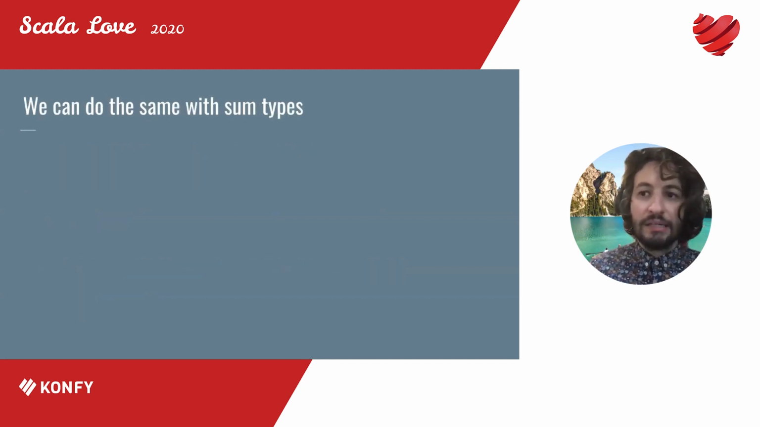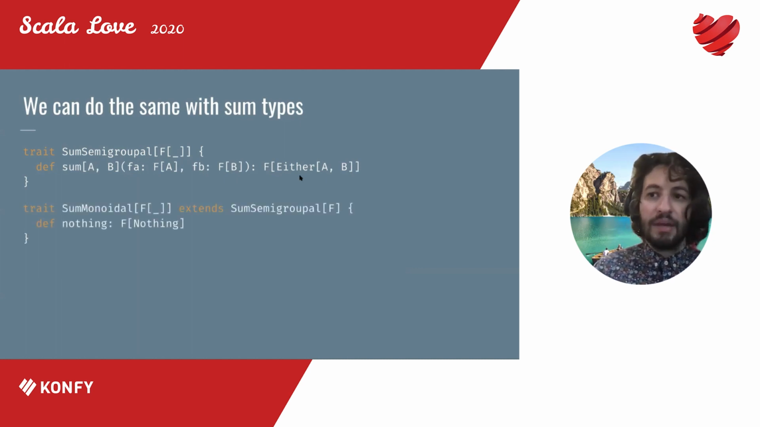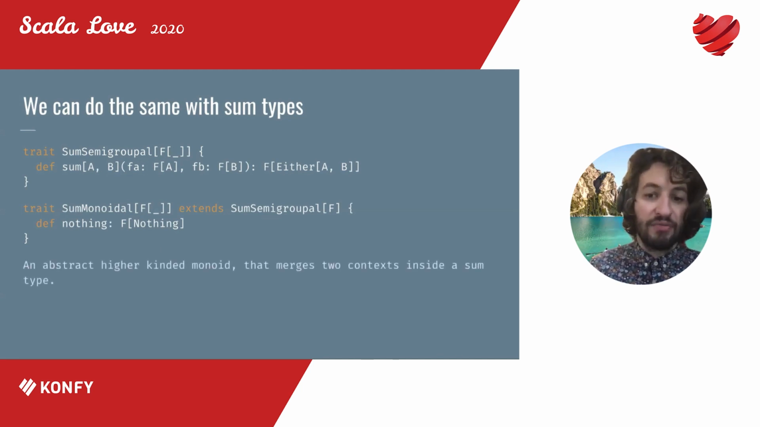So yeah, and the cool thing is we can do the same with sum types again. So we have this sum semigroupal that takes an F of A and an F of B and returns, instead of an F of tuple AB, an F of Either AB. And then we could make this a monoidal by adding this nothing method, which just returns an F of Nothing. And actually, this kind of exists in cats already, and you might have come across it.